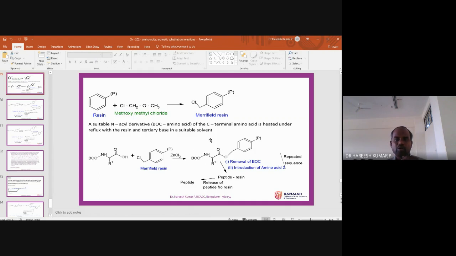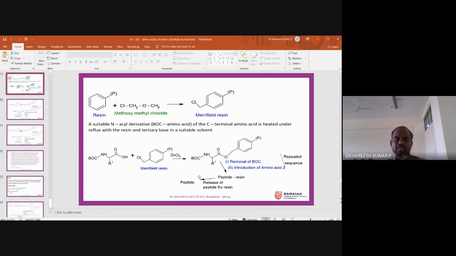The solid bound amino acid part is soluble in the reaction media, not the solid support. When the amino acid part of the solid resin reacts with the amino acid present in the reaction media, after deprotection of the Boc group, the amino group of the solid supported one reacts with the free carboxylic group of the amino acid present in the reaction media.